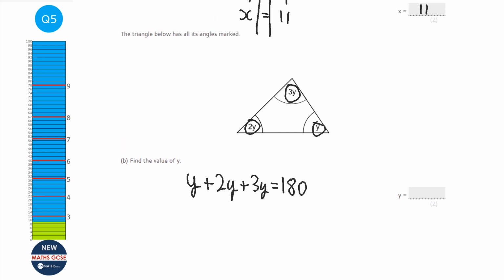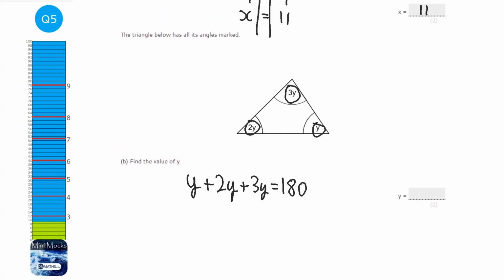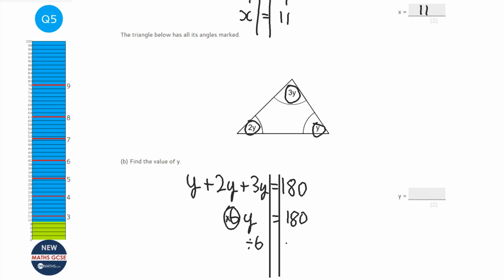So again, let's just get our lines down so that we can solve it. So 1y plus 2y plus 3y, well, that gives us 6y in total. And then what we need to do is get rid of that times 6 there by dividing both sides by 6. So y equals 180 divided by 6. Well, I know 18 divided by 6 is 3, so I know that's going to be 30.